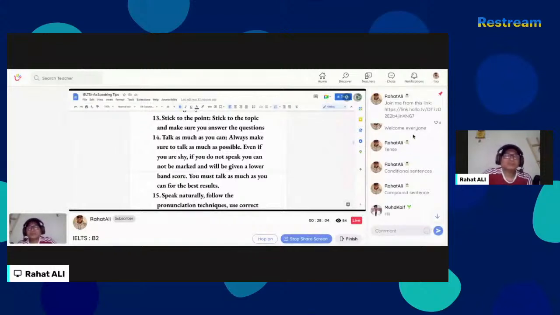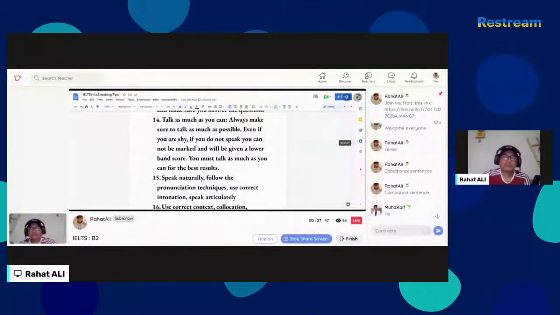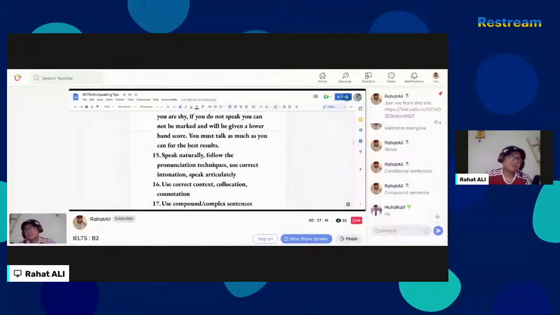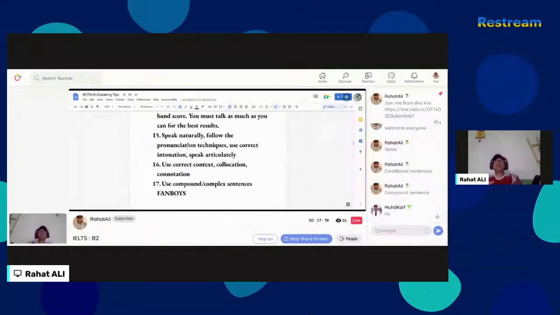Okay. Number 14, always make sure to talk as much as possible. You must talk as much as you can for the best results. Number 15, speak naturally. Follow the pronunciation techniques, use correct intonation, speak articulately. Speak naturally means the way you talk, your natural way of speaking. Bear in mind that I've mentioned many times that there is no marking for having an accent in the IELTS exam. So don't worry about the accent at all.